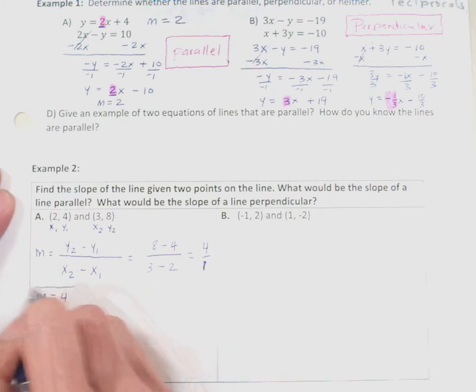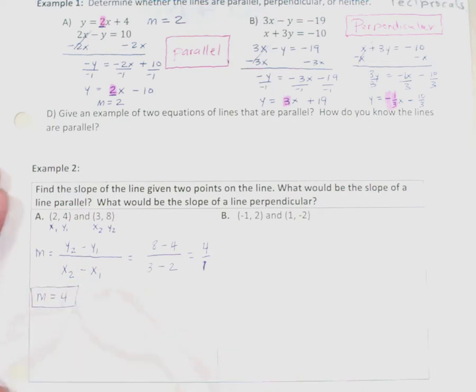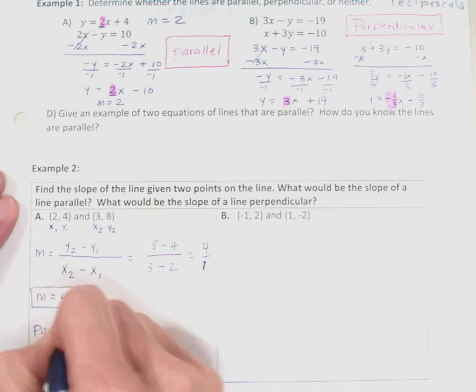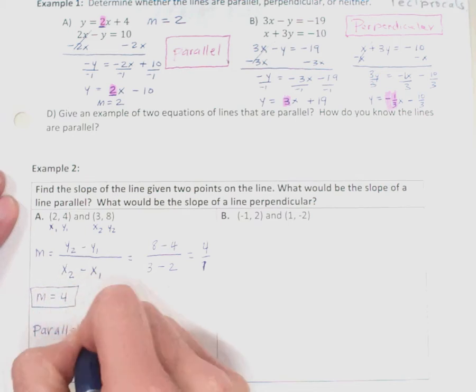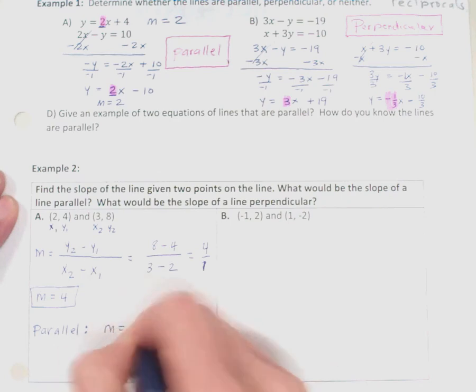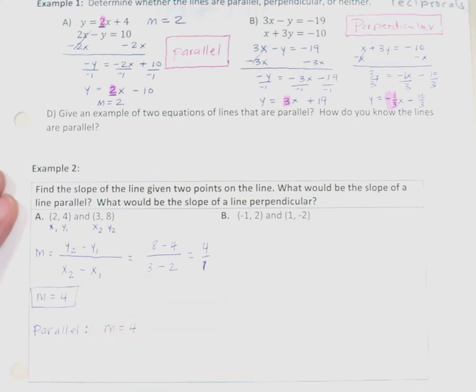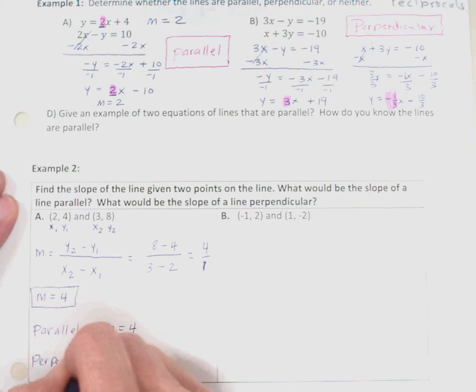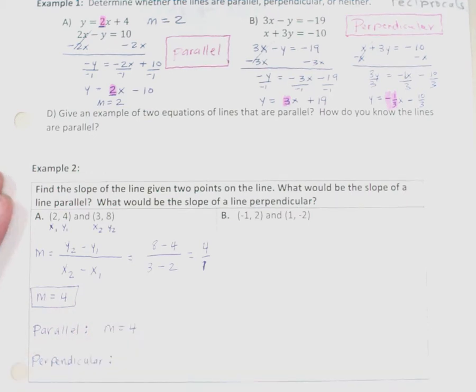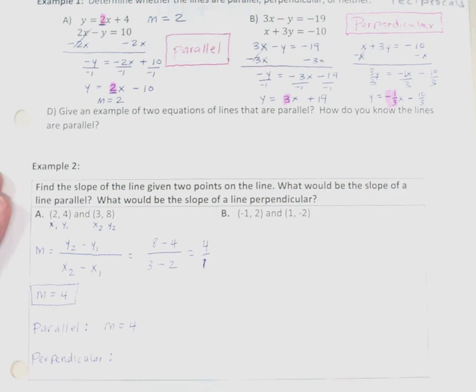That's part 1. Find the slope. Second question, what would be the slope of a line parallel? We know parallel lines have the same slope. So the slope of a parallel line would also be 4. Next, what would be the slope of a line perpendicular? Slopes of perpendicular lines are opposite reciprocals.